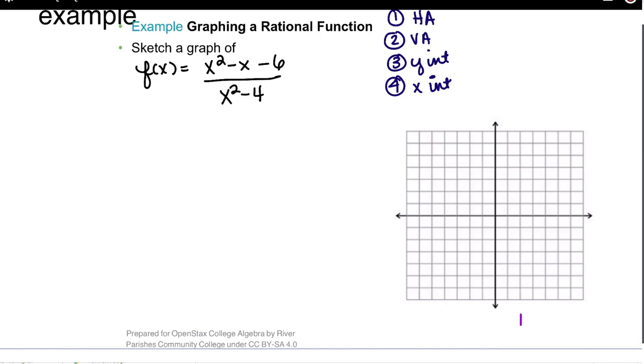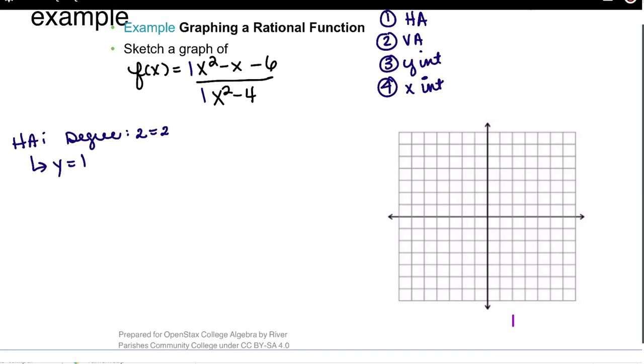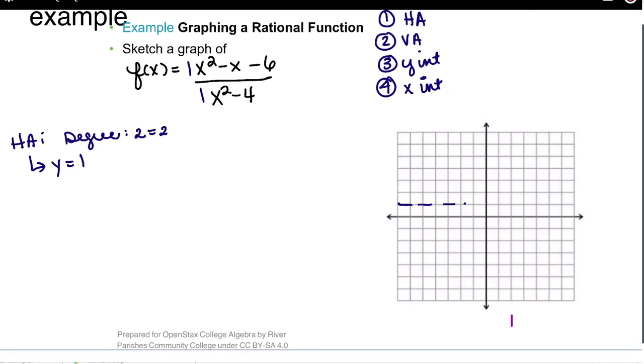Okay, so horizontal asymptote. Let's look at the degrees. The degree of the top is 2. The degree of the bottom is 2. They're equal, so the horizontal asymptote is at y equals 1 over 1, which is y equals 1. So at y equals 1, I am drawing a horizontal asymptote.